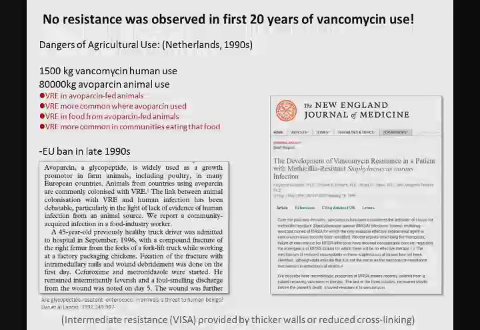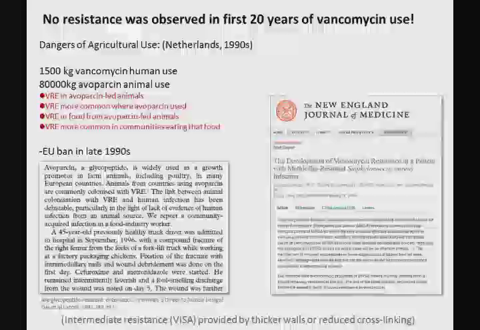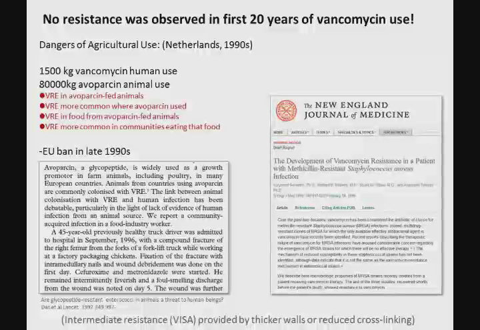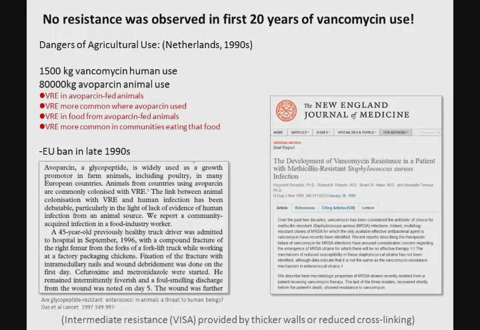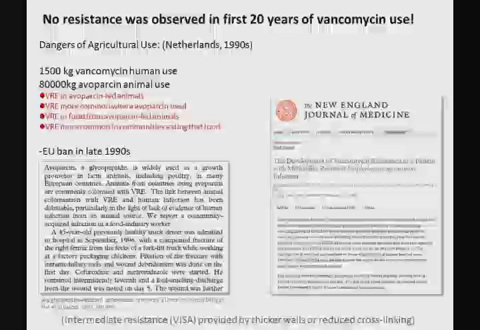So I've put down here the dangers of agricultural use. This is global, but I've decided to choose the Netherlands. It's a really good case study for this. And look at the statistics. They were using 1.5 kilos per year of vancomycin in a clinical setting. They were using much more, 80,000 kilos of an analogue, avoparcin, which has the same activity, for animal use.